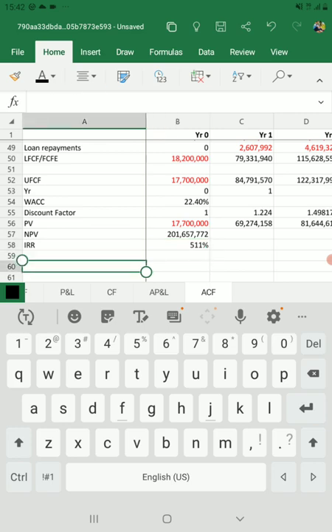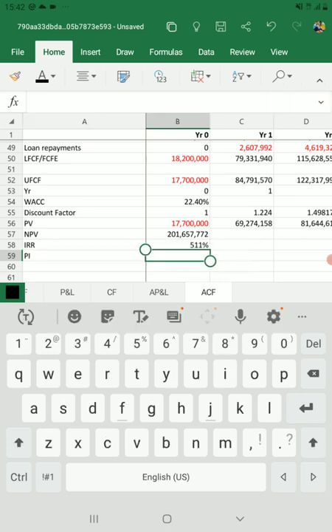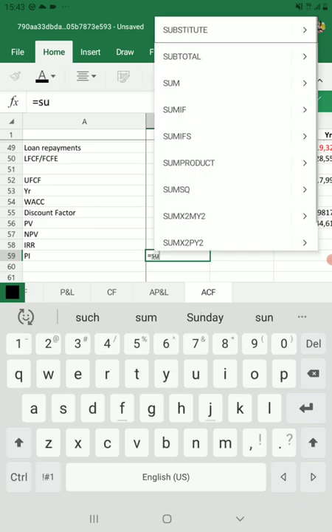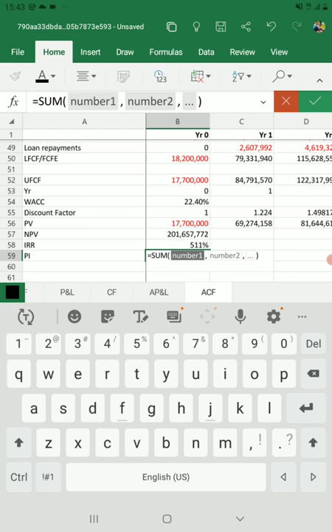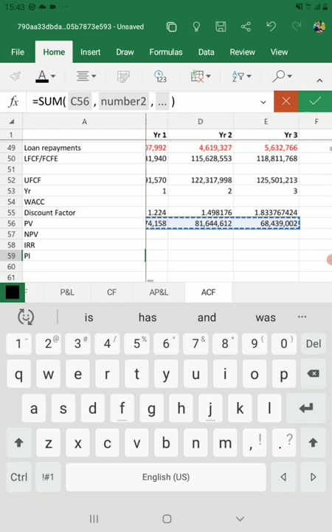Another valuation metric used is the profitability index, okay? This is simply taking the sum of the present value of future cash flows, divided by the cash outlay in year zero. So I start with an equal sign and then use the sum formula to sum the present value of future cash flows from here up to the end here.